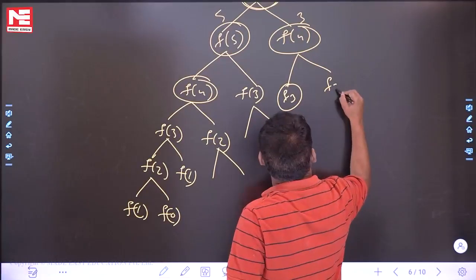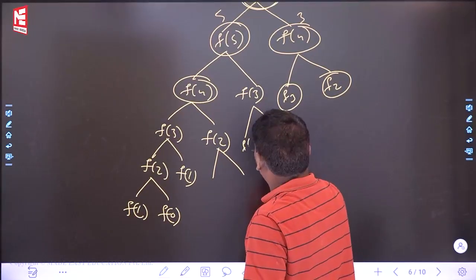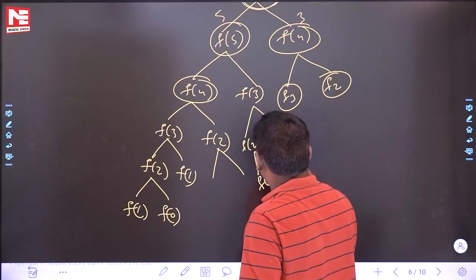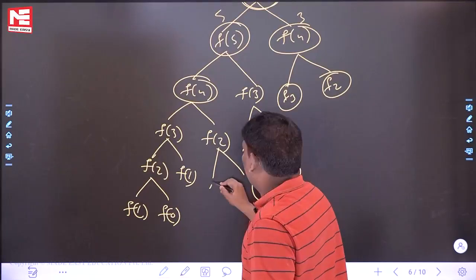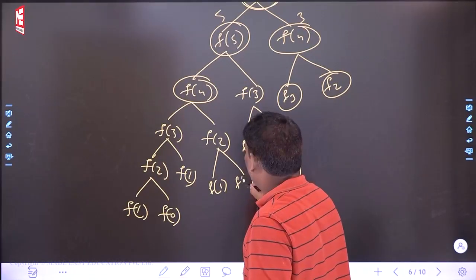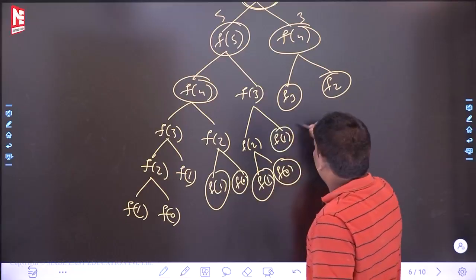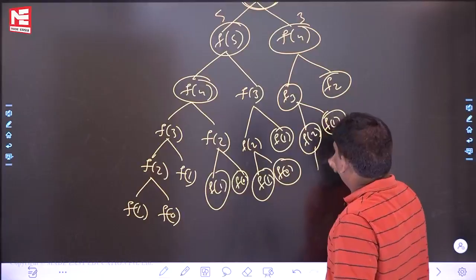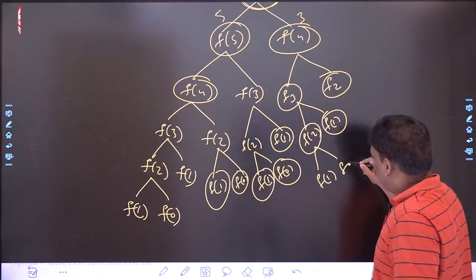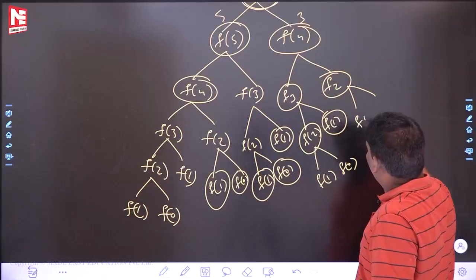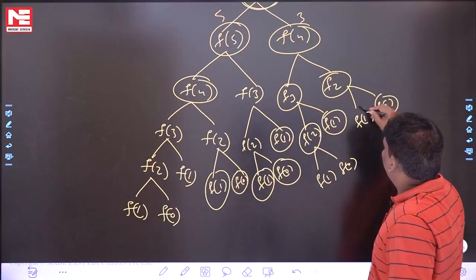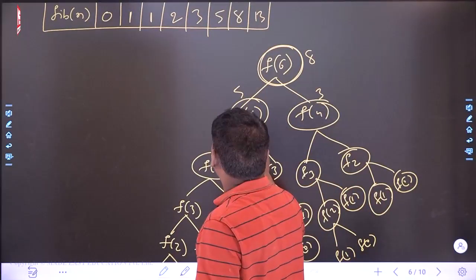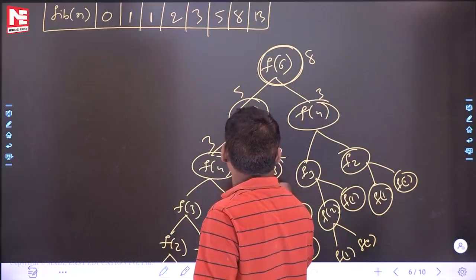3 and 2. 2 and 1. 1 and 0. 1 and 0. Next one, this is 2 and 1. 2, 1 and 0. 2, 1 and 0. Like that you have to divide. Now next one. What is the Fibonacci of 4? 3. This is 2. So if you add both, 5.